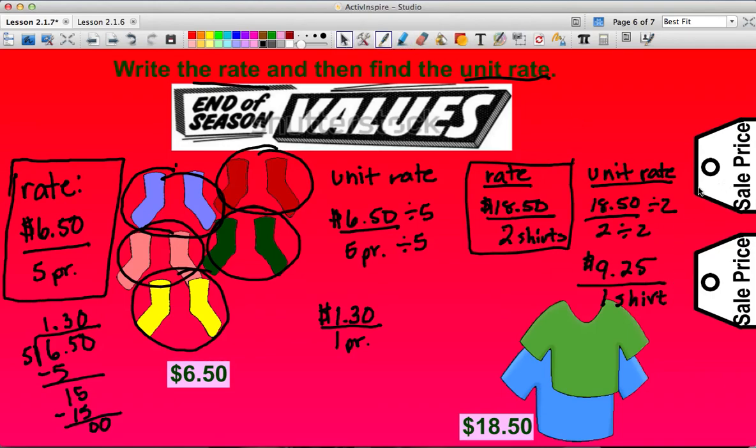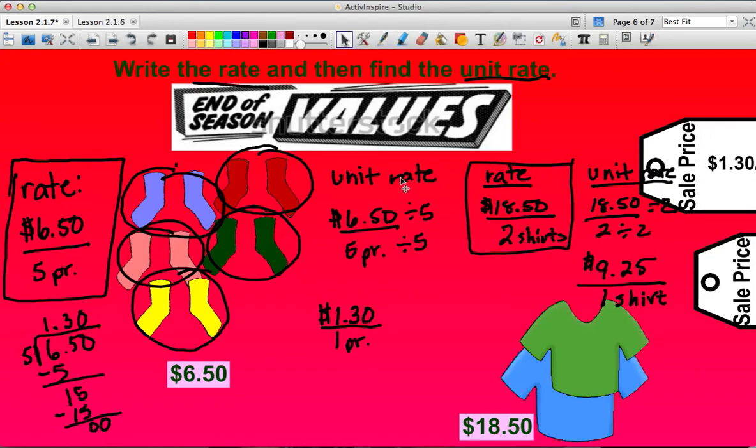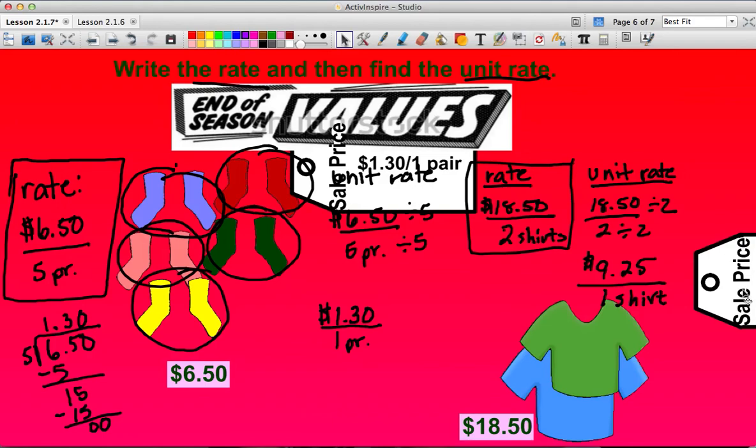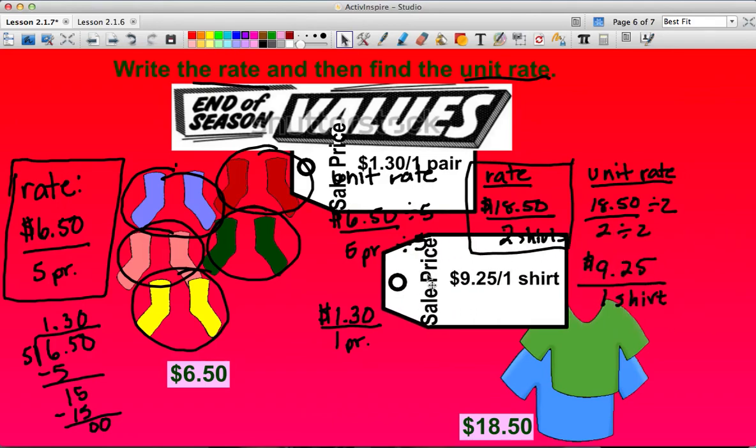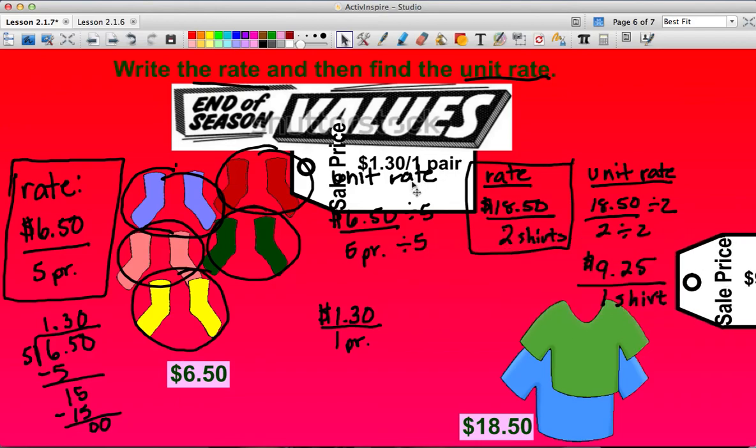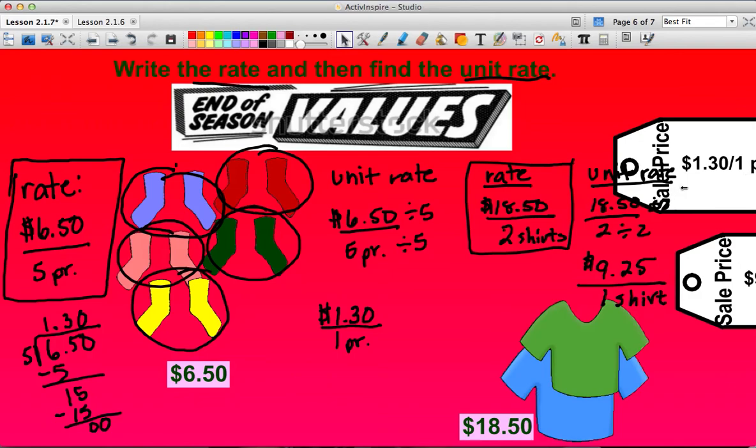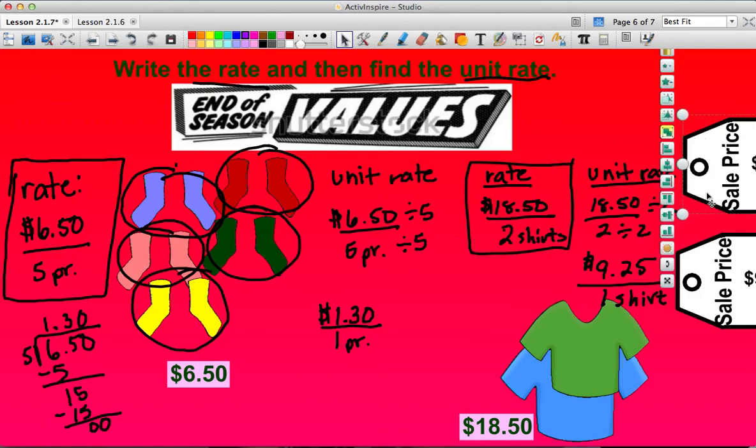Okay, and we can double check our answers here. So the sale price on the socks was $1.30 per 1 pair, and the sale price on the t-shirts was $9.25 per 1 shirt. Okay, so this is going to take some getting used to because the hardest part is remembering where to put your numbers. The division and everything we've been working on for quite some time.